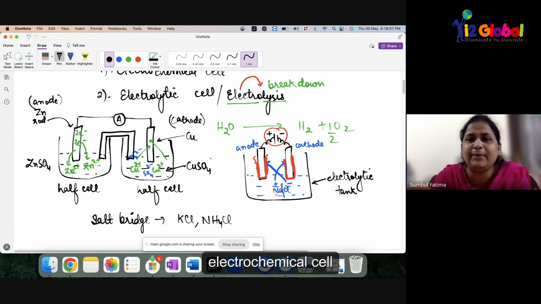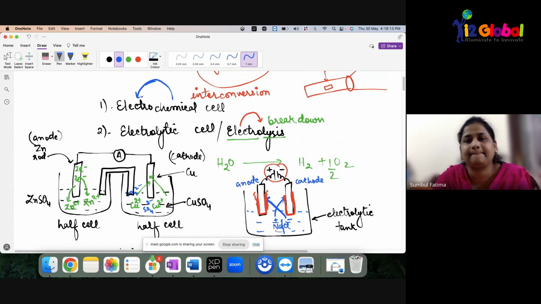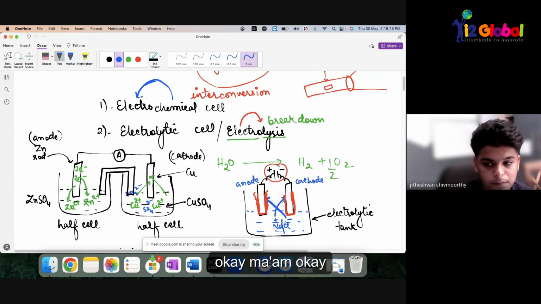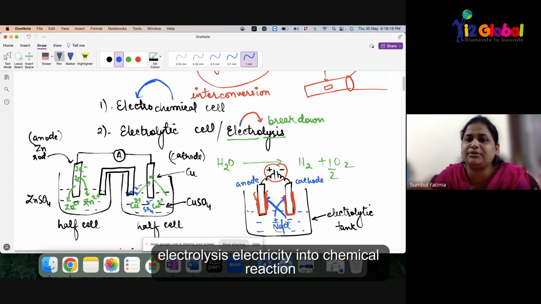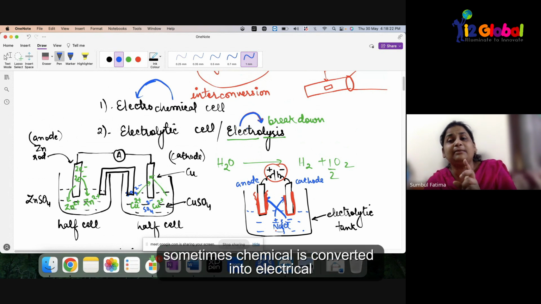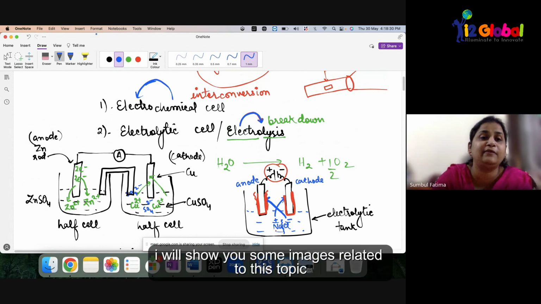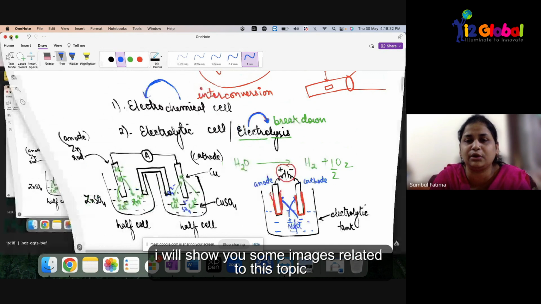An electrochemical cell converts chemical energy into electrical energy. Electrolysis converts electricity into a chemical reaction. So we have seen interconversion: sometimes chemical is converted into electrical, sometimes electrical is converted into chemical. I will show you some images related to this topic.